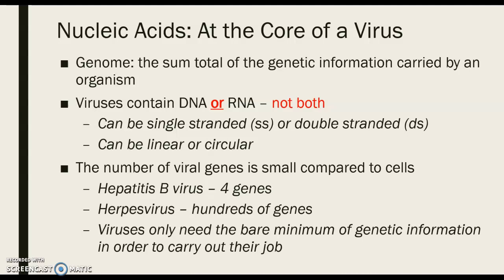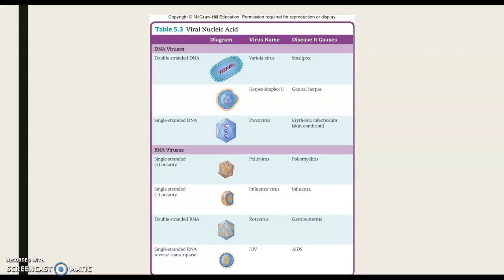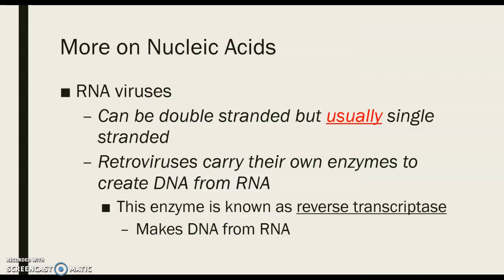The number of viral genes is small compared to cells. So hepatitis B virus only has 4 genes. Herpes virus has hundreds of genes. And viruses only need the bare minimum of genetic information in order to carry out their job. They have one specific job, and that is essentially to infect and destroy. I'm not going to ask you about what types are single versus double-stranded, but these are just some pictures if you want to look over that.